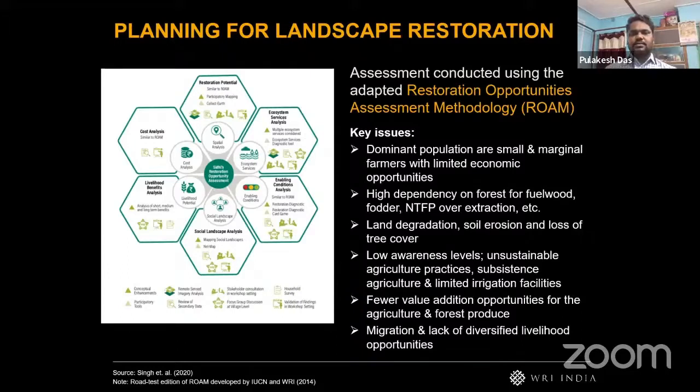So this solves various key issues: how small and marginal farmers with limited socioeconomic opportunities can benefit, how people dependent on forest products are affected, and how restoration can help in addressing land degradation and soil erosion, or mitigating tree cover loss. So various key issues this can solve.